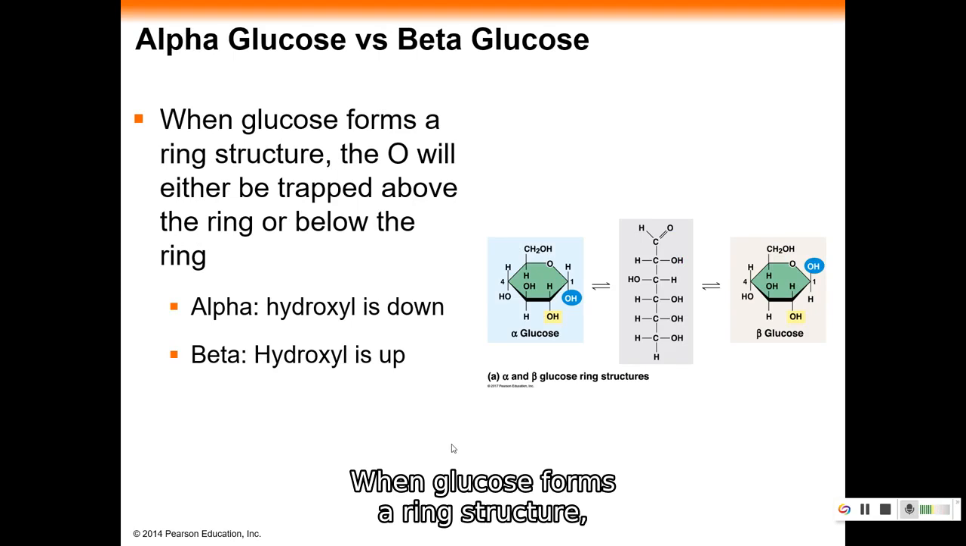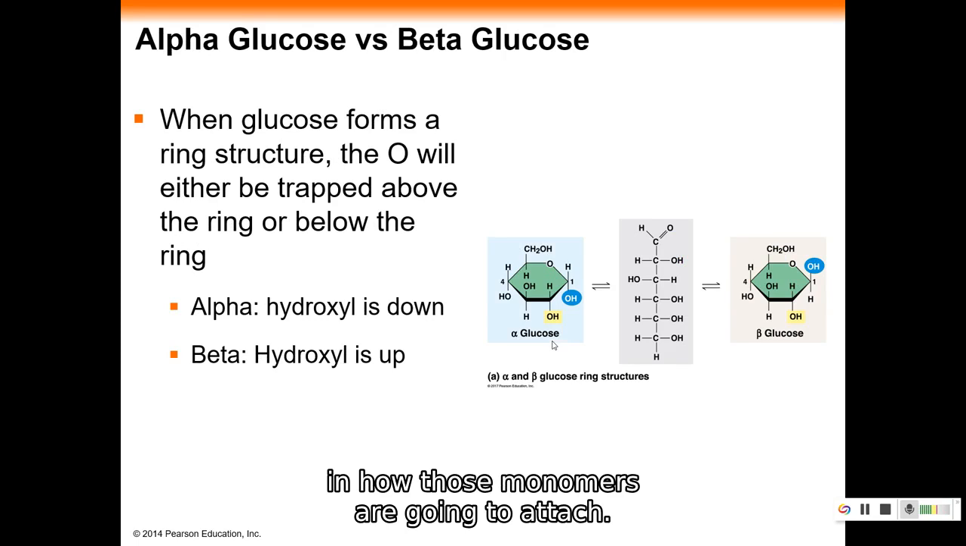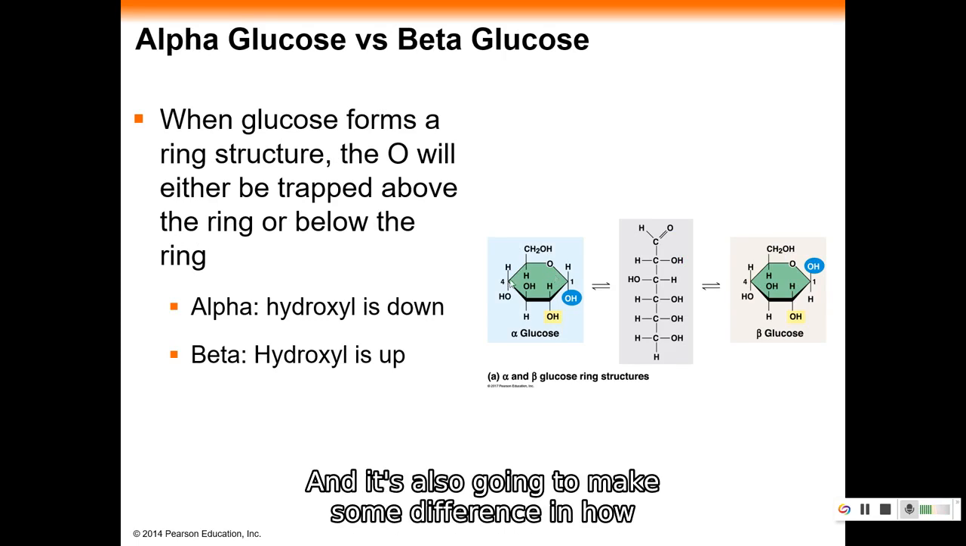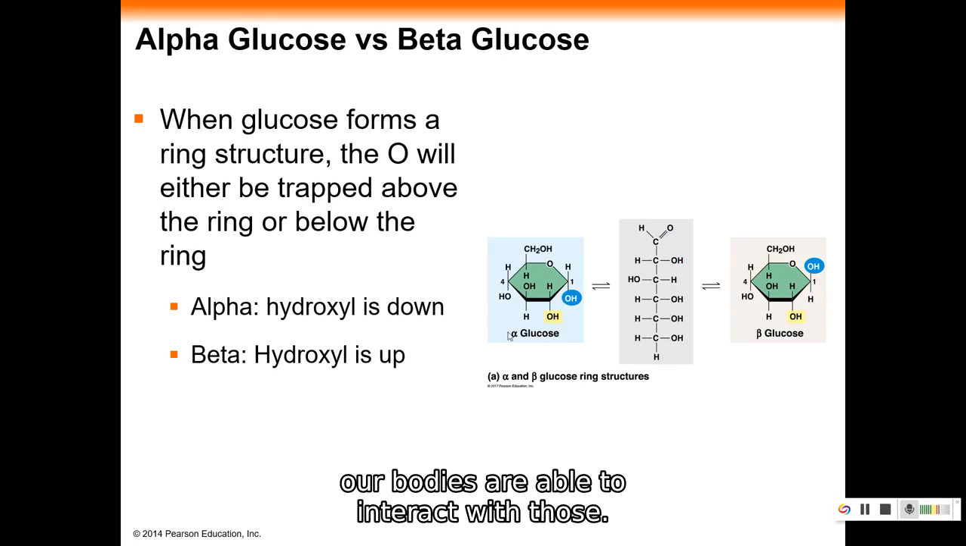When glucose forms a ring structure, this oxygen is going to be either trapped above the ring or below the ring. And this is going to make some difference in how those monomers are going to attach. And it's also going to make some difference in how our bodies are able to interact with those polysaccharides, and even determines what sugars we're able to digest or not.